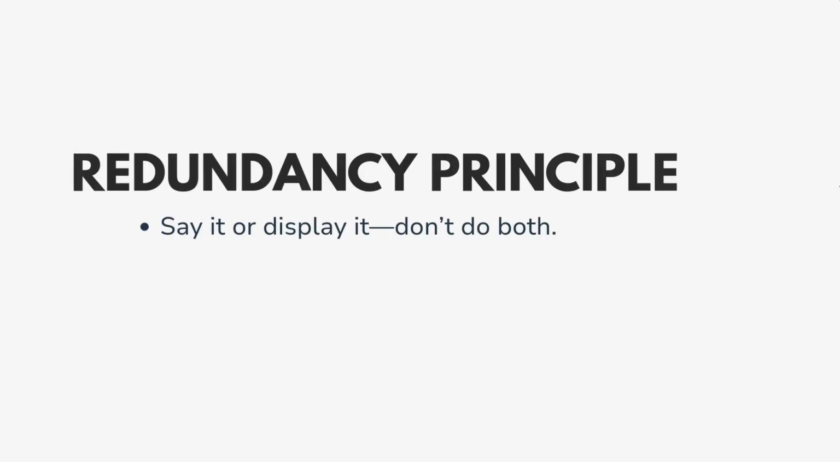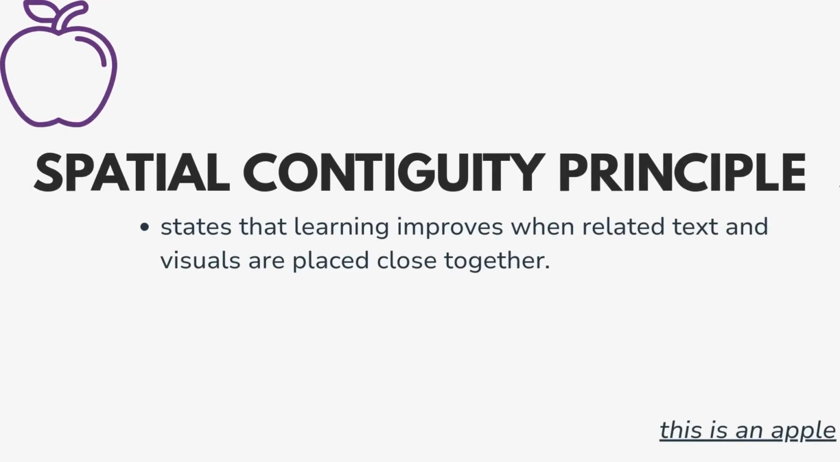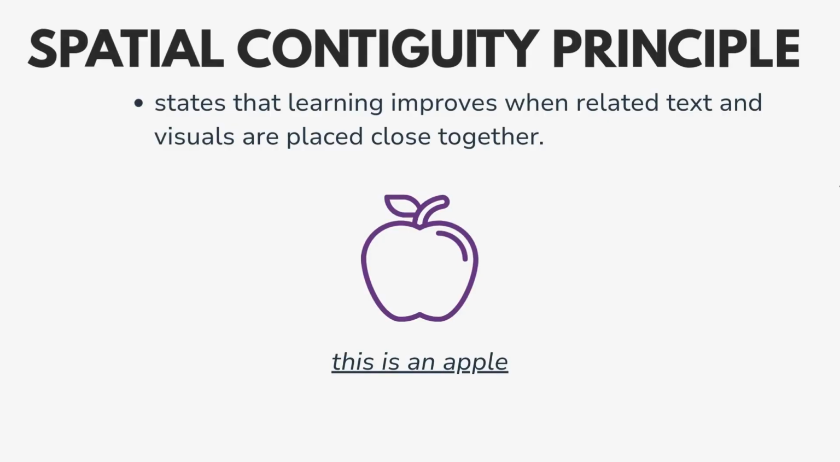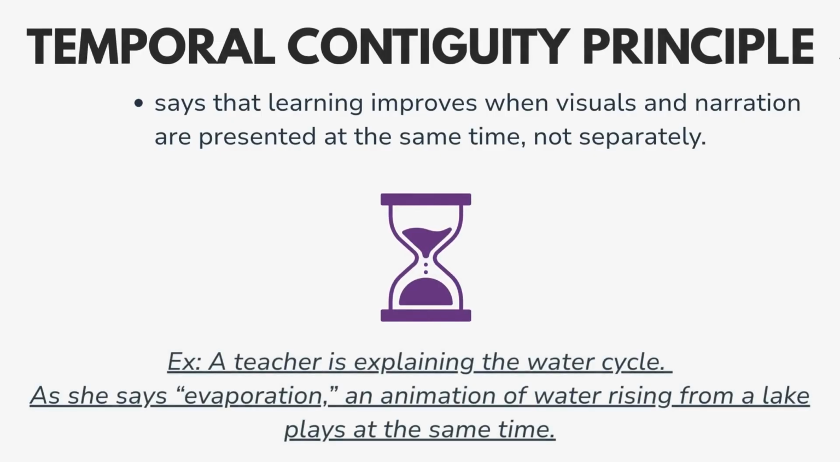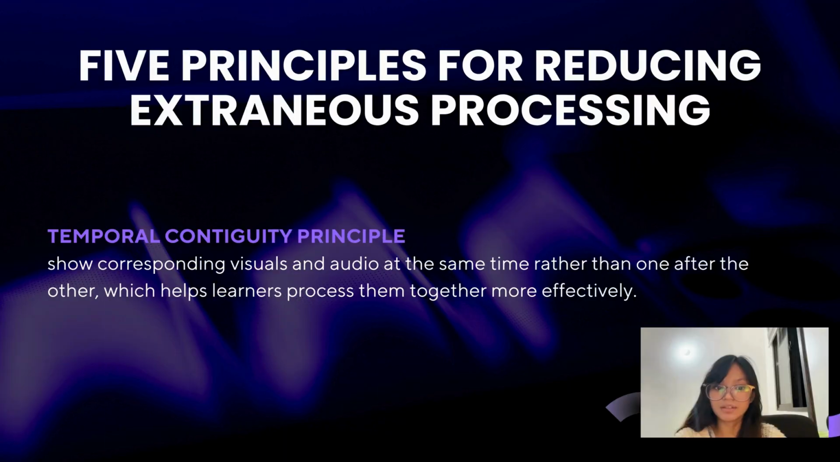The fourth principle is the spatial contiguity principle, which is placing related text and graphics close together so learners don't waste time scanning back and forth. The last principle is the temporal contiguity principle, which should show corresponding visuals and audio at the same time rather than one after the other, which helps learners process them together more effectively.